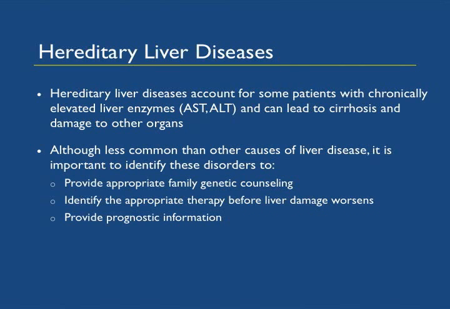Hereditary liver diseases account for some patients with chronically elevated liver enzymes, such as AST and ALT, and can lead to cirrhosis and damage to other organs. Although less common than other causes of liver disease, it is important to identify these disorders to provide appropriate family genetic counseling, to identify the appropriate therapy before liver damage worsens, and to provide prognostic information.